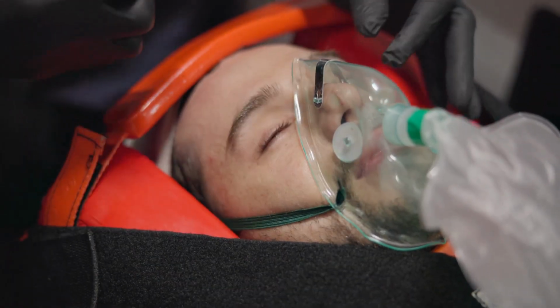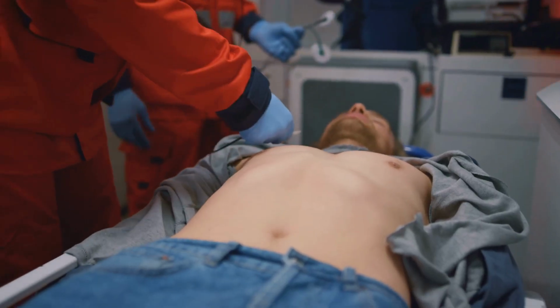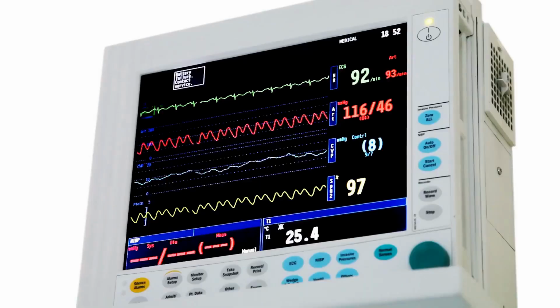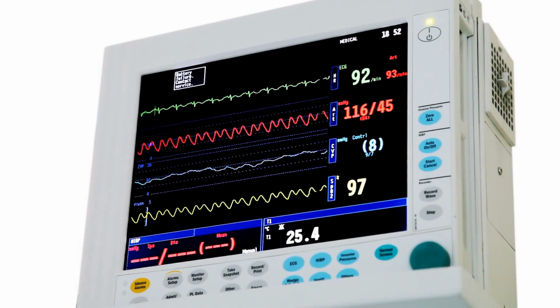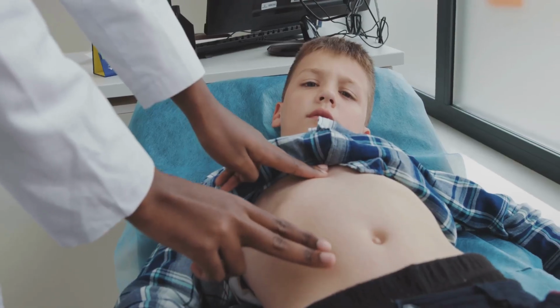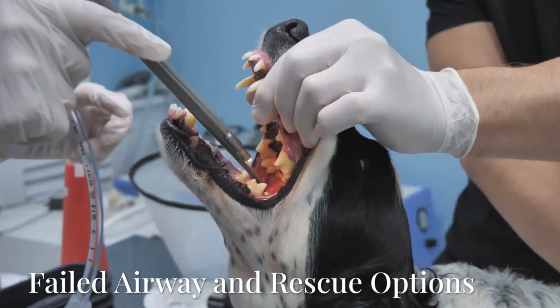Always pre-oxygenate if possible. Use proper technique and confirm tube placement with waveform capnography as the gold standard, bilateral chest rise, lung sounds, and the absence of sounds over the stomach.